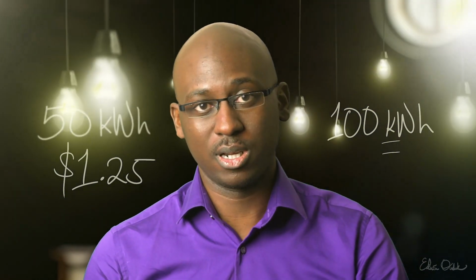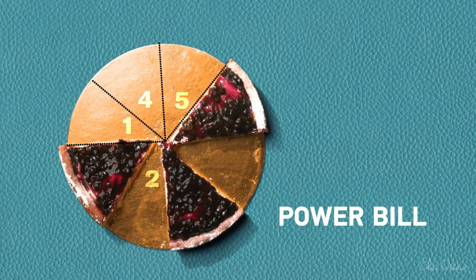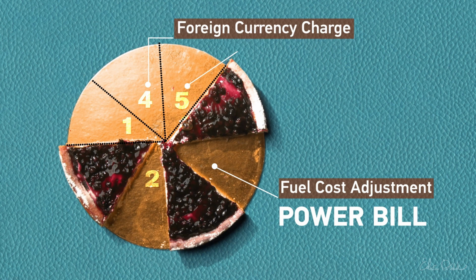But the flip side of that argument is this. The more expensive charges right at the top are there to incentivize you to use your electricity a lot more efficiently. But keep this in mind because it influences everything else we're going to talk about. The next 3 slices of this cake attract the most confusion and anger because they cover fuel cost adjustment, foreign currency charges, and inflation.